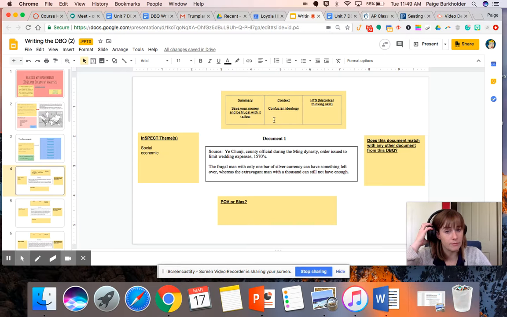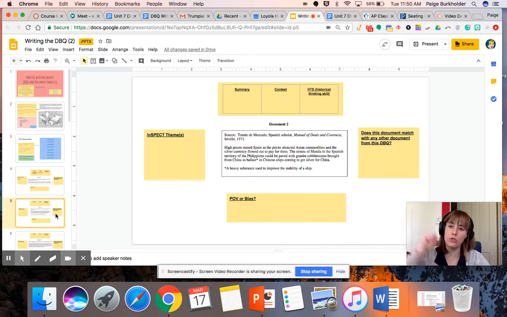Because Confucian ideology explains you shouldn't be extravagant, stay in your lane, what have you. And then I said these inspect themes fit under social and economics because if you're more economically frugal or more economically minded, you can live a better lifestyle, which is a socioeconomic commentary. So this bias would be from a Chinese official trying to convince their people to be more frugal during this time of global silver inflation. So that's what I just extracted from this one little baby document.